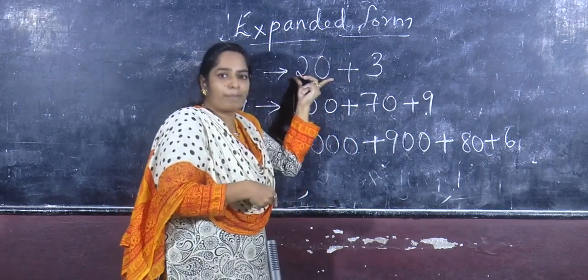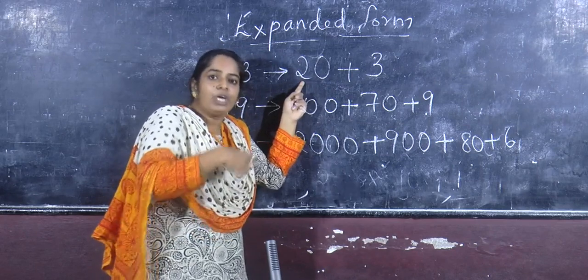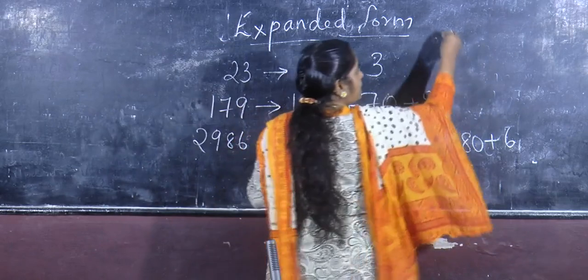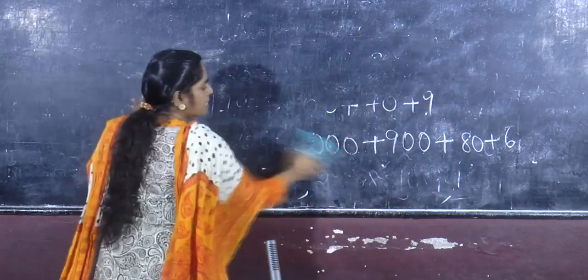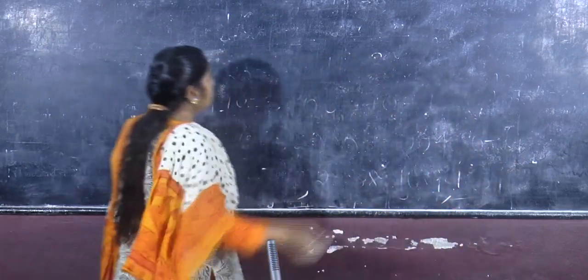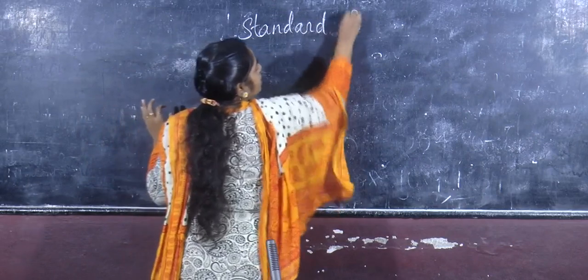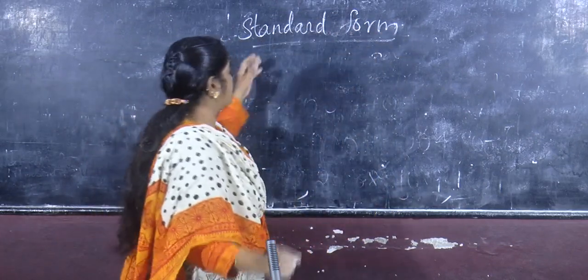From here the number itself, we know that 2 is in tens place. So we want to write 2 is in tens place and 3 is in ones place, isn't it? So if I change the question and I am writing here standard form, don't get confused, children. You just think and write, think and do. So standard form. How will you write the standard form here?